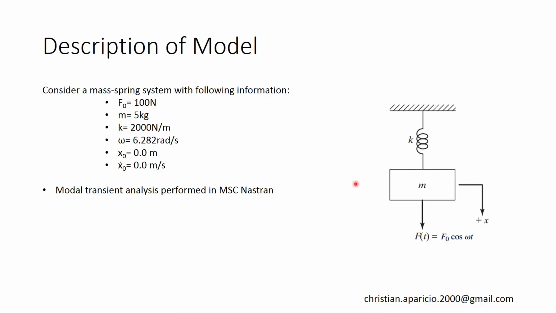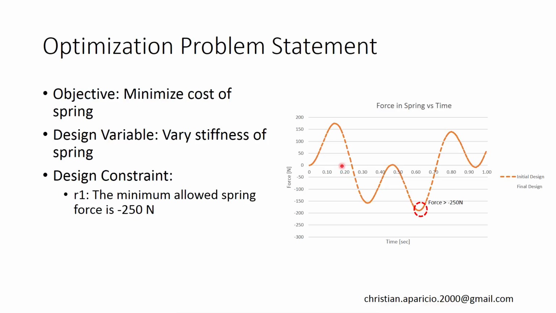And here on this slide, feel free to pause the video and carefully look at the description of the model. As for our optimization problem statement, I'm looking to minimize the cost of the spring. My design variable will be the K value of the spring, so the stiffness of the spring. As for my design constraint, I'm going to impose a design constraint on the element force. What I'm going to say is, the element force in the spring should be no less than negative 250 newtons.